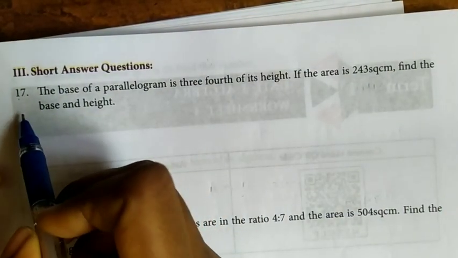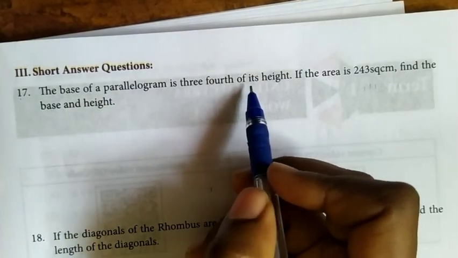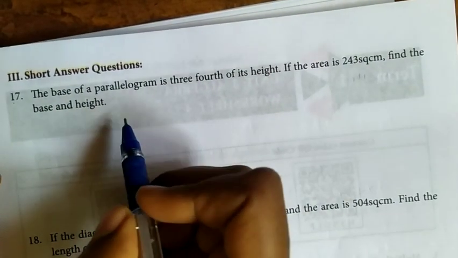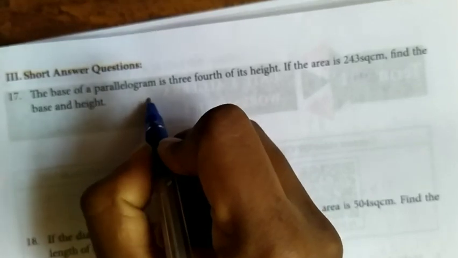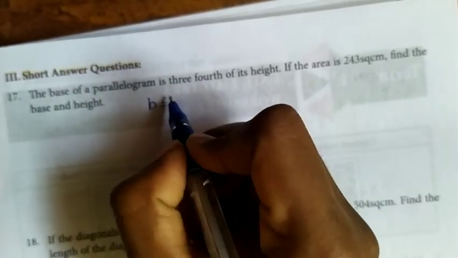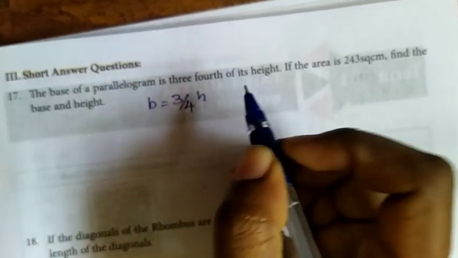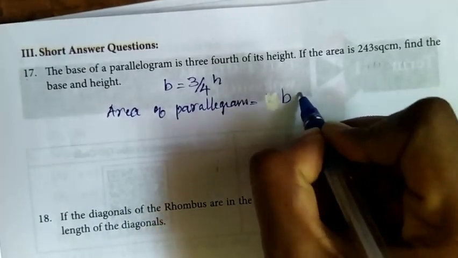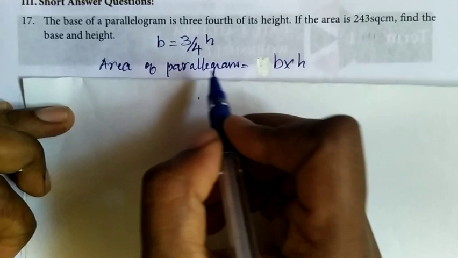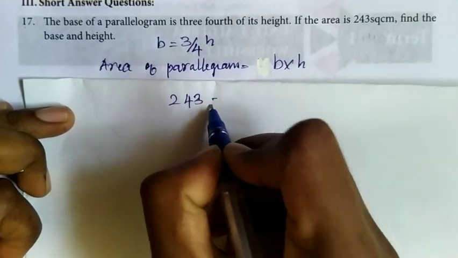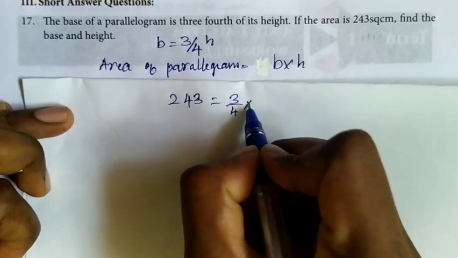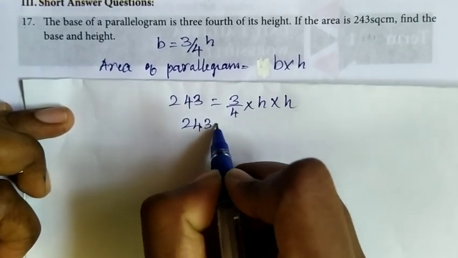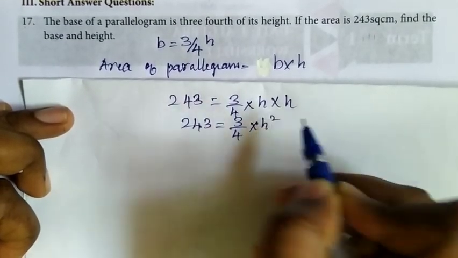Short answer questions. 17th one. The base of the parallelogram is 3/4 of its height. If the area is 243 square centimeter, find the base and height. See, base is given as 3/4 of its height. Then area of parallelogram formula is base into height. Area of parallelogram is 243 is equal to base is 3/4 into h into height. Then 243 is equal to 3/4 into h square.